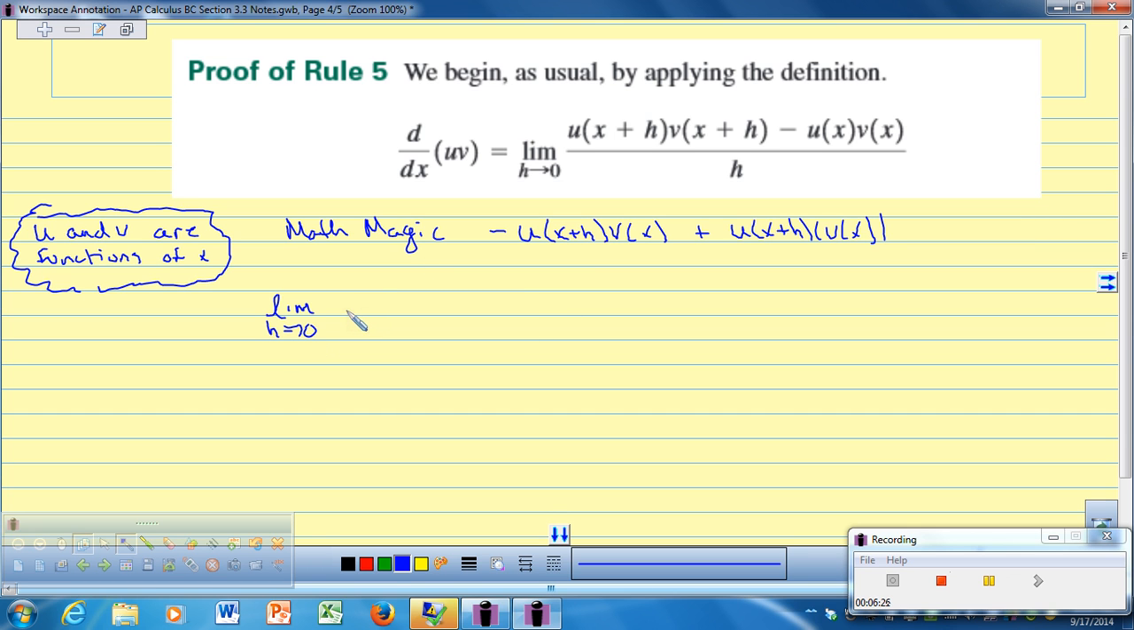So now we're going to have the limit as h goes to 0 of u of x plus h, v of x plus h, minus, so now I'll subtract this magic term, u of x plus h, v of x, plus, I'll add it back in, u of x plus h, v of x, minus u of x, v of x. All of this over h.